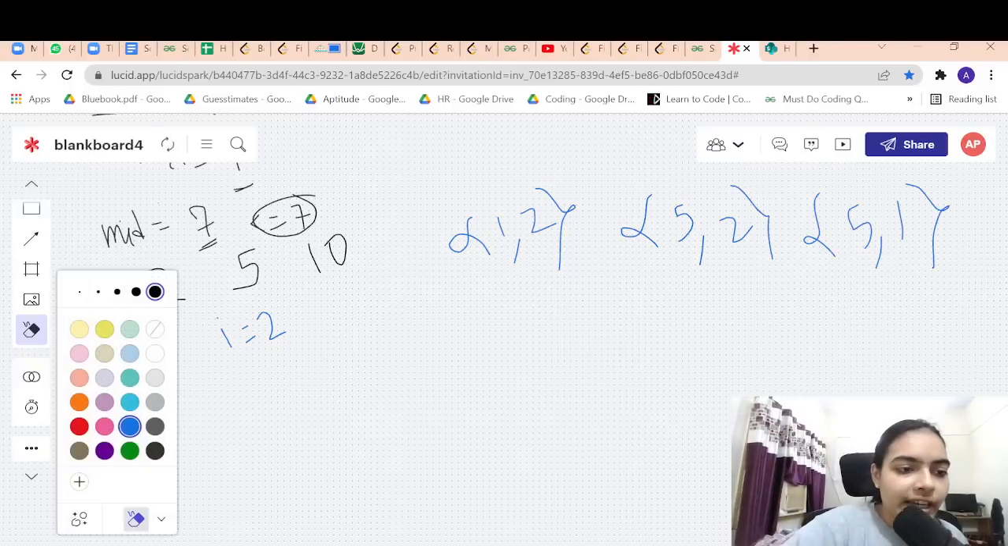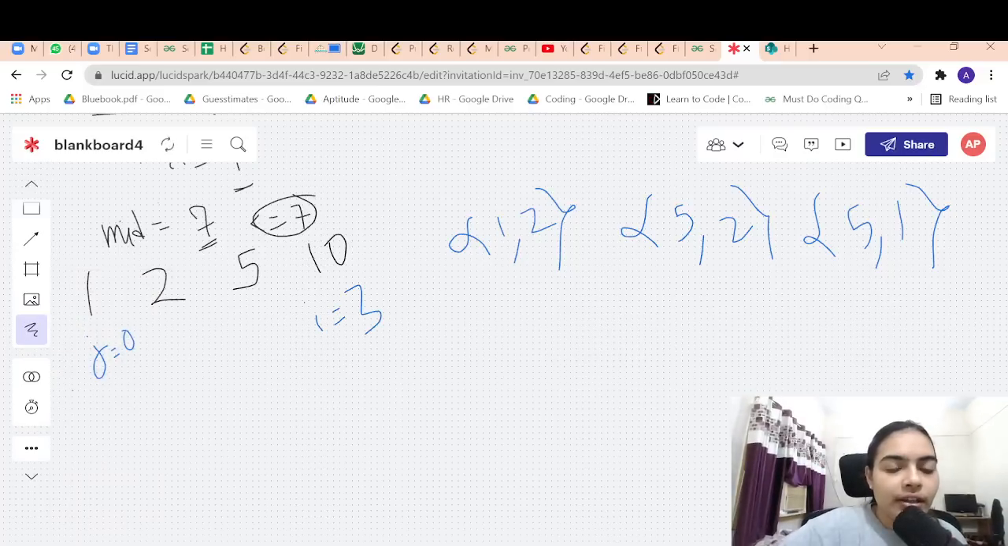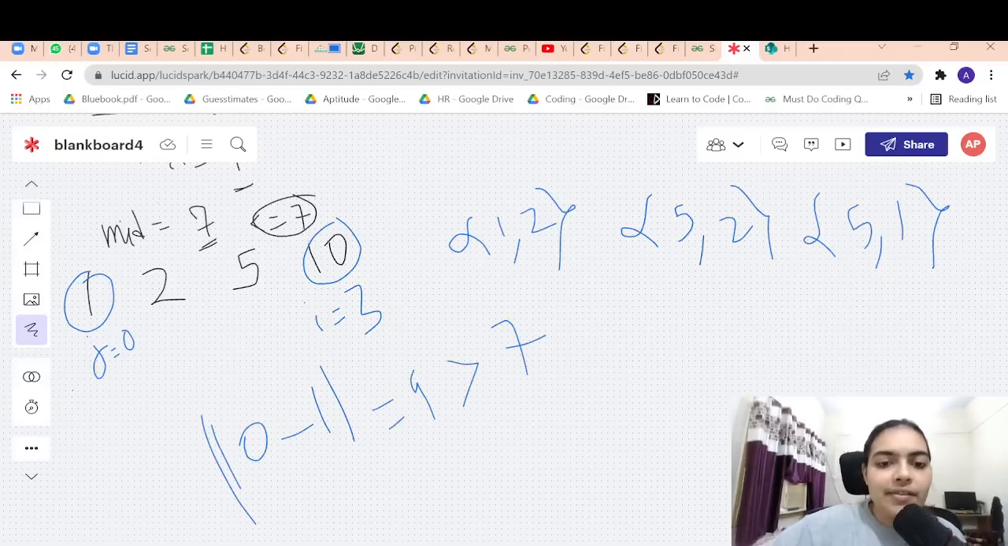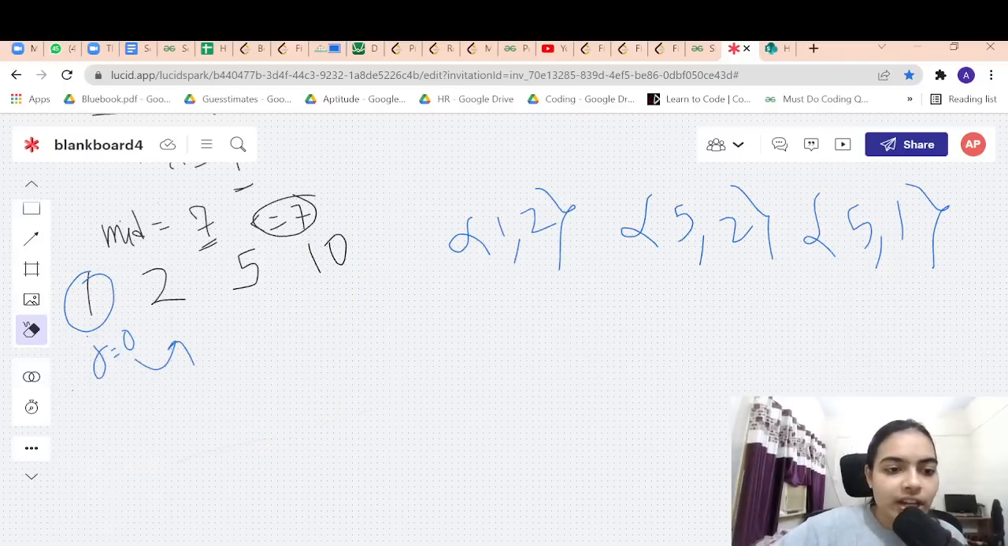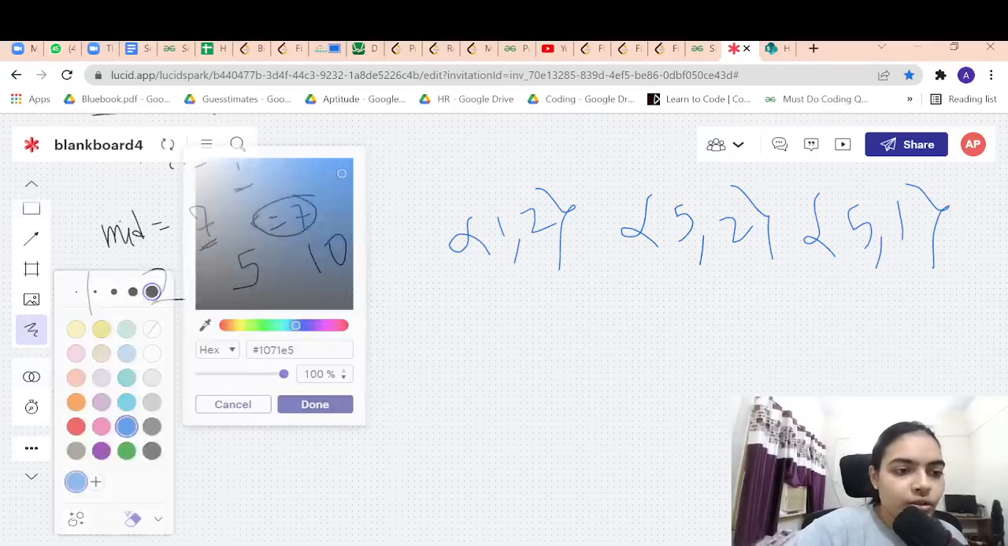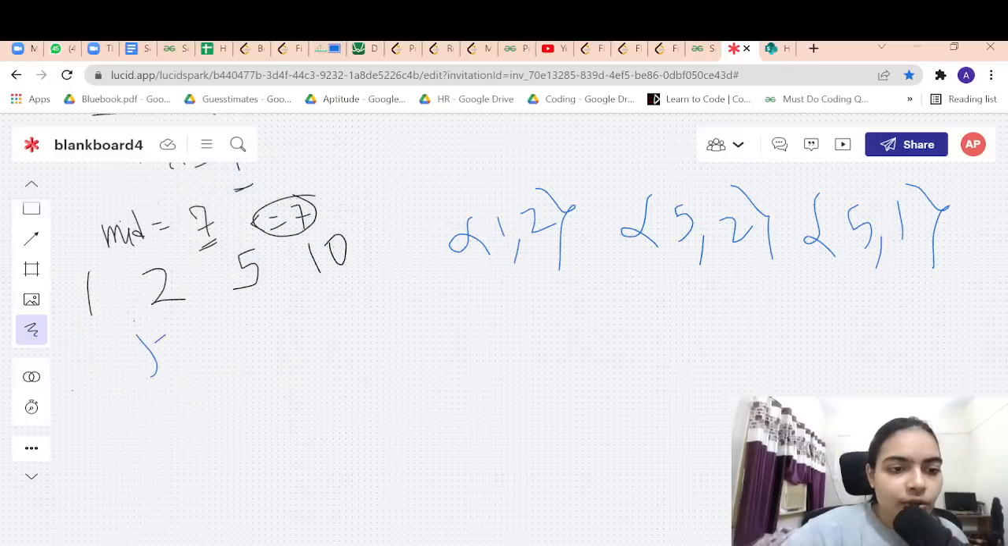Now I will again increment i. i is equal to 3. So now I will check 10 minus 1. 10 minus 1 is 9. 9 is greater than 7. So in this case what I am going to do is increment j. So let me increment j. j is equal to 1.